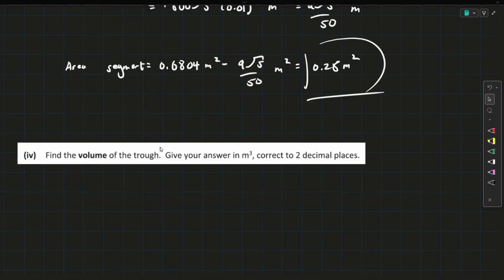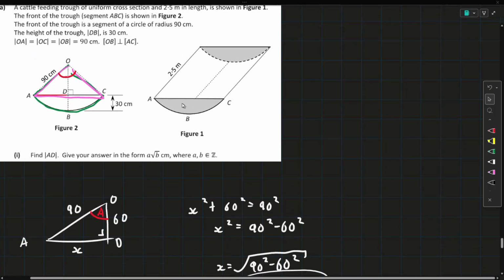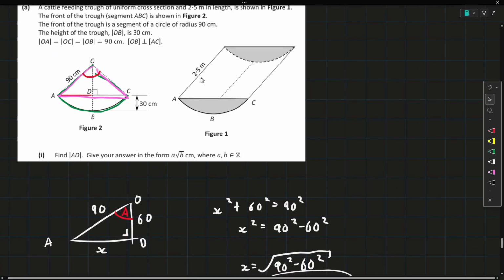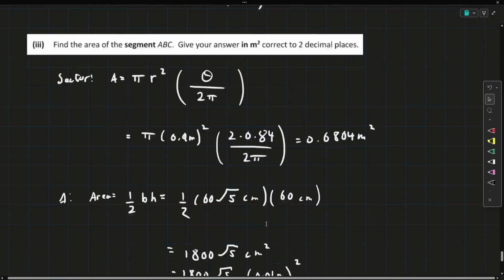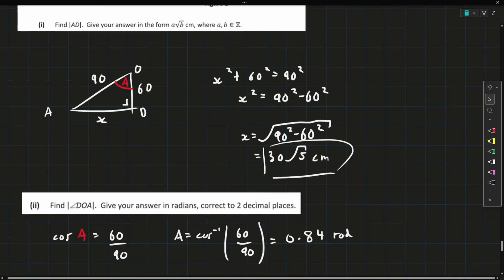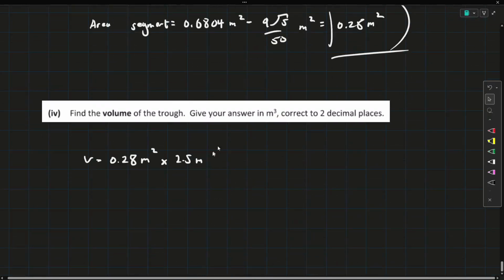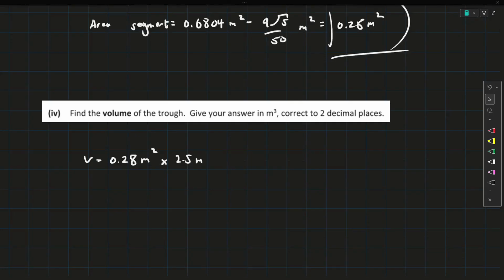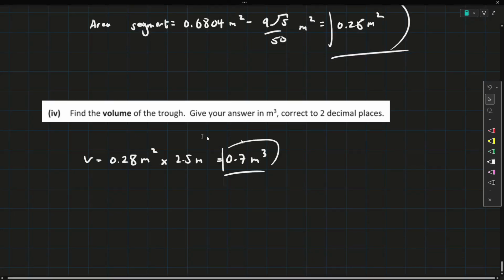The way to find the volume of the trough is that we're basically going to take this area and stretch it out by 2.5 meters, so that's why we're multiplying. So the volume will just be equal to the cross-sectional area, which is 0.28 meters squared, and then we're going to stretch that out by 2.5 meters. Again, that's just this length, and then they'll give us an answer in meters cubed, so that's all good, and you can just check what that is, and you end up getting 0.7 meters cubed as your answer.